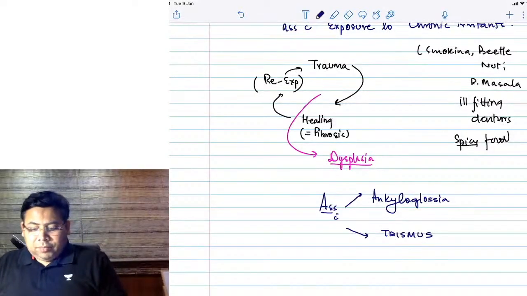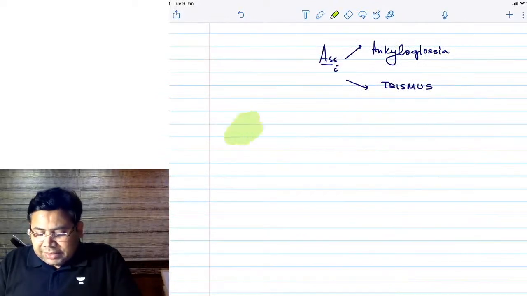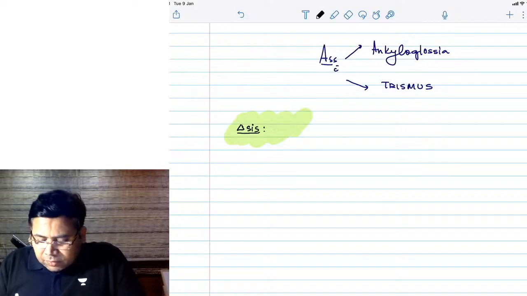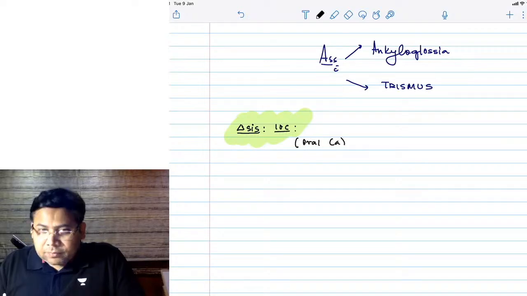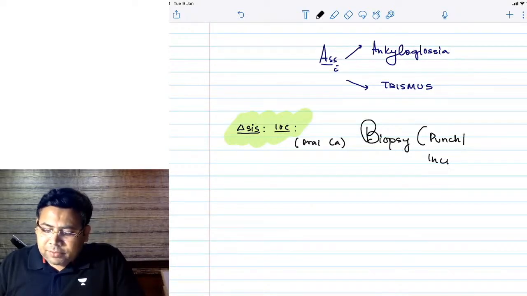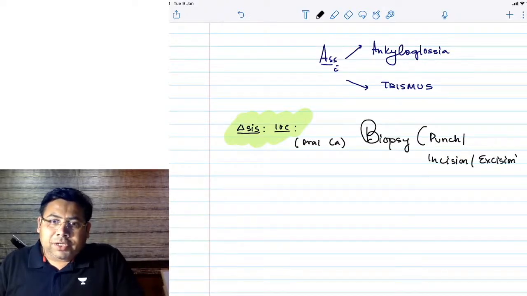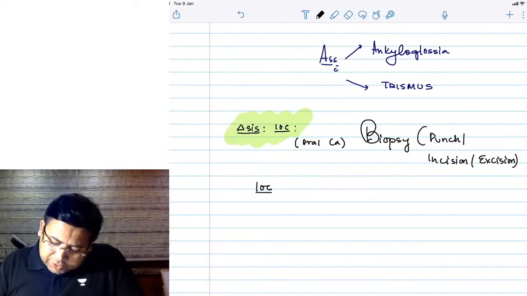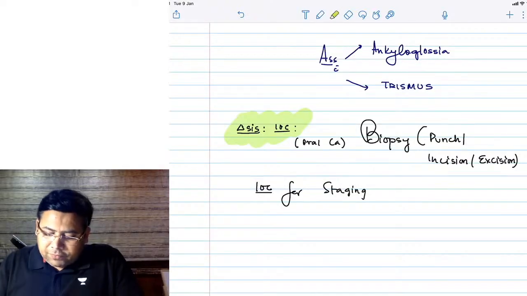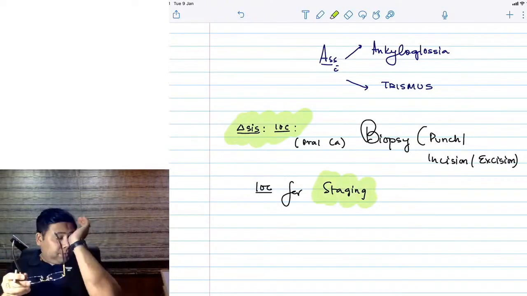Actually, one very important thing is the staging and the management. Diagnosis: investigation of choice for oral cancers. Answer is biopsy. It can be punch, incision, or excision biopsy. Now the question is, investigation of choice for staging. Who will tell me this? Investigation of choice for staging. Tell me.